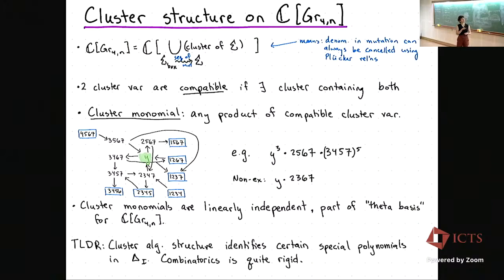Maybe the TLDR, the summary of this, is I had these polynomials in Plücker's ring, and I identified in there some very special polynomials using a very rigid combinatorics of cluster algebras. There's a lot of deep mathematics going on in here, which I'm not going to tell you. So for now we can just think cluster algebra structure is a very strong, rigid combinatorial structure, and it identifies for us certain special polynomials.